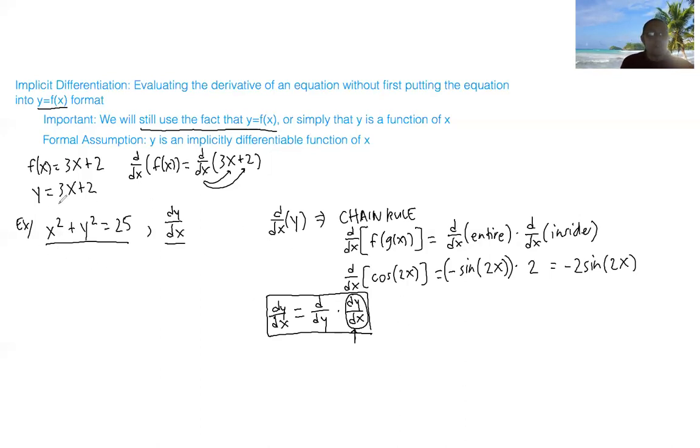Let's look at x squared plus y squared is equal to 25. And so we're trying to find the derivative. We're just going to go straight for the gusto. So we're just going to take the derivative with respect to x of both sides. So everything on the left-hand side equals the derivative of everything on the right-hand side.